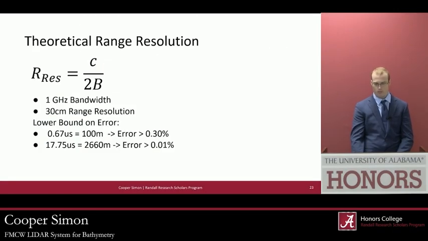So the theoretical range resolution is the lower limit on accuracy, and for a 1 gigahertz bandwidth, that corresponds to a 30 centimeter range resolution, which puts a lower bound on error for the shorter delay line of 0.3% and a lower bound on error for the longer delay line of 1%.